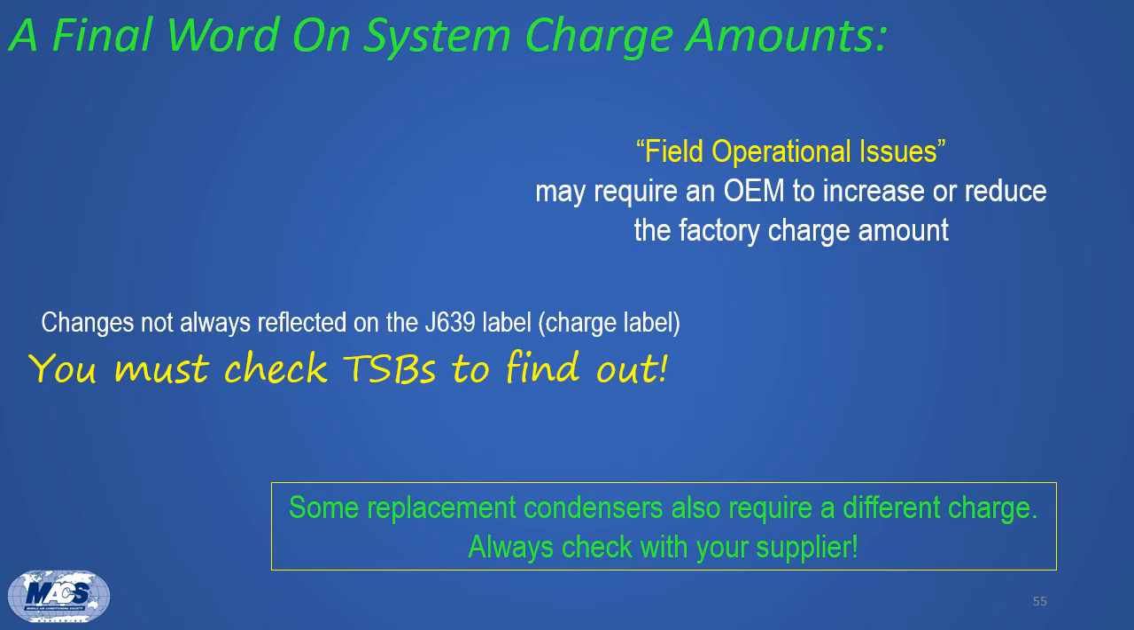A vehicle manufacturer may find out long after a vehicle hits the streets that they can get better AC performance by increasing or reducing the system's charge. Or there may have been a late change in a component that changes the charge specification, and that change was not made on the production line or on the vehicle's AC system label. So unless you have access to the latest service bulletins, you may not know about it. Also, some replacement condensers require a change in system charge spec, usually a reduction. Ask your aftermarket parts supplier for more information when installing a replacement condenser.